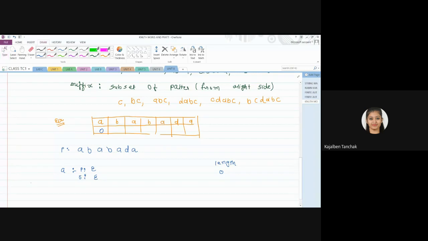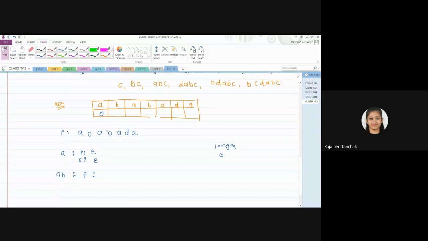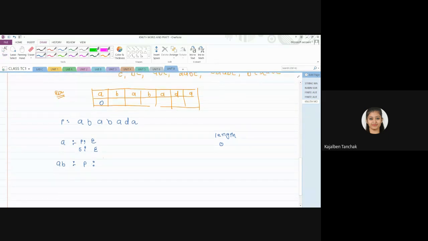Now you will take two characters A, B. One by one we will start with one character, then we will take 2, 3, 4, 5 and 6. For all these we will find the prefix and suffix. Now take the two-character combination AB. The prefixes are epsilon and A. What will the suffix be for AB?